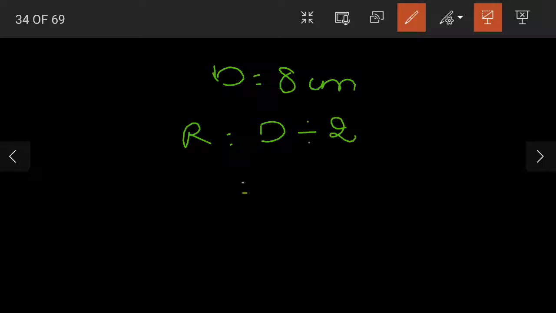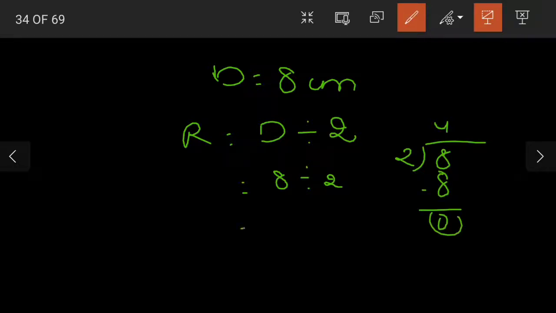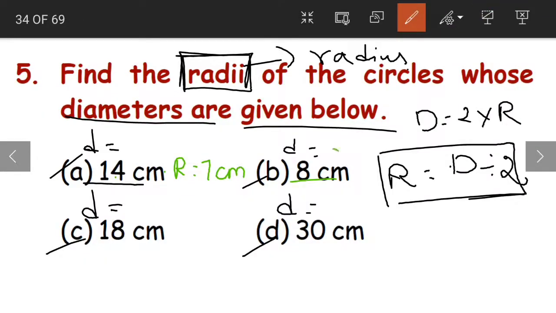equal to 7 centimeters. Question B, diameter is equal to 8 centimeters. Then radius is equal to, again, diameter divided by 2, 8 divided by 2. We have 2 4s are 8. When we subtract, 0 is our remainder. So the answer is 4 centimeters. So when the diameter is 8 centimeters, radius is equal to 4 centimeters.